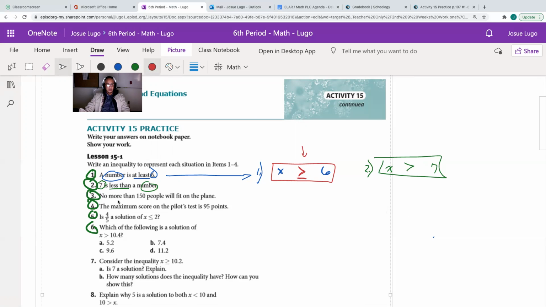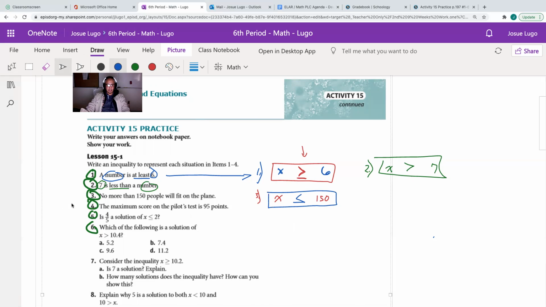Number 3, no more than 150 people fit on the plane. So we're going to start with a variable. We always begin with a variable. That's going to be the people that fit on the plane. And we're comparing that to 150. And it says no more than. So could we have more than 150? By definition, no, we cannot. So let's try having less than 150. Can you fit less than 150 people on that plane? Yes, you can. Could you fit exactly 150 people on that plane? Yes, that makes sense as well. And so that would be my inequality.